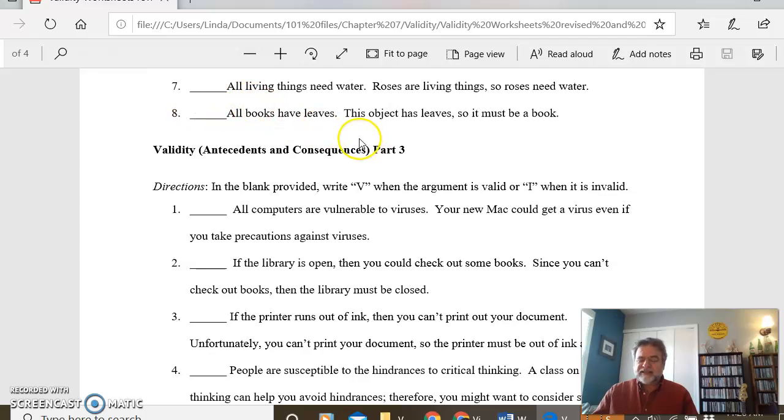If it's a book, it has leaves. Those are what those bunches of pages are actually called. Okay. So if it's a book, it has leaves. This object has leaves, so it must be a book. We're affirming the consequent. That's invalid. Other things besides books could have leaves.